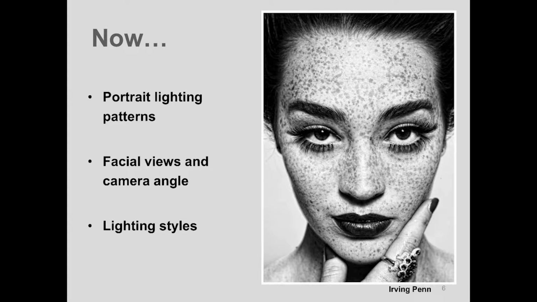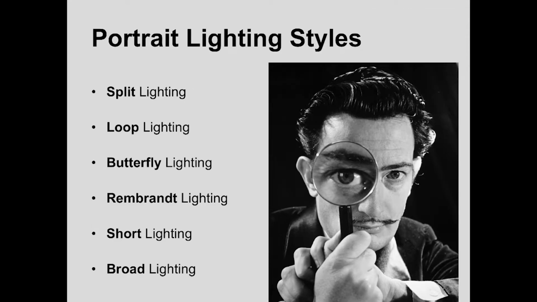In today's lecture, I would like to introduce you to some concepts around portrait lighting patterns, as well as facial views and camera angles. This is very classic portraiture, but it will provide you with a good grounding, a place to start with your own work. In classic portraiture, lighting patterns are defined by the type of shadow produced from the main light. And today I'd like to introduce you to split lighting, loop lighting, butterfly lighting, Rembrandt lighting, then short and broad lighting and some facial views.